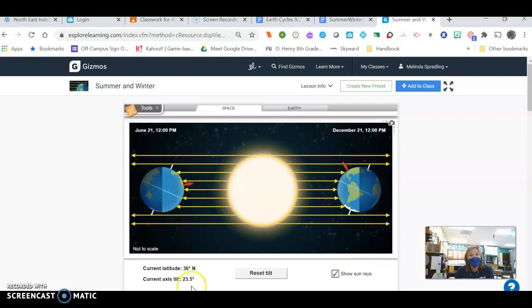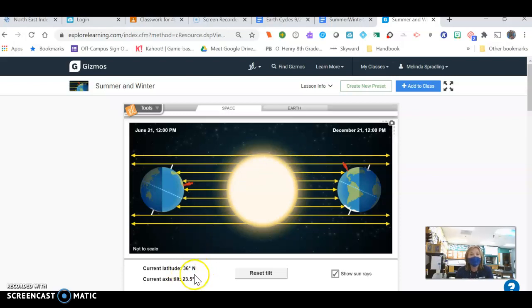Now, by default, the axis is already set up at what our axis tilt is, and here's our white axis there, and it's at 23.5 degrees. You can actually, in the lab, there may be some questions, you can increase the tilt, or you can make it where we don't have any tilt at all, but you want to make sure that you always reset to the accurate measurements they tell you in the gizmo, or otherwise your answers will all be wrong.